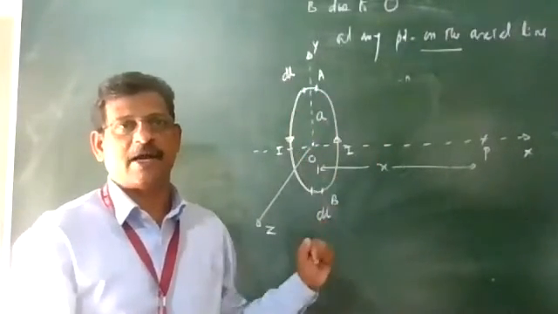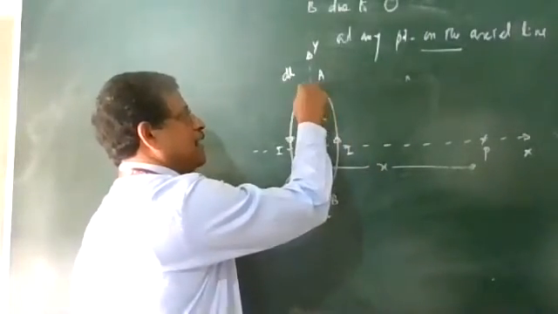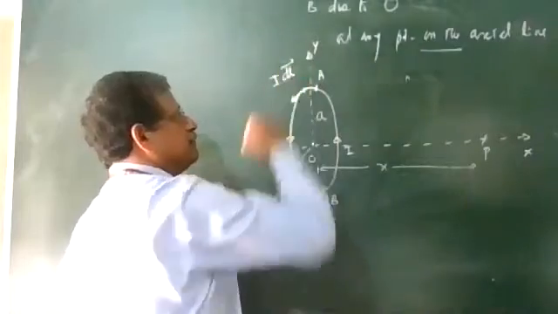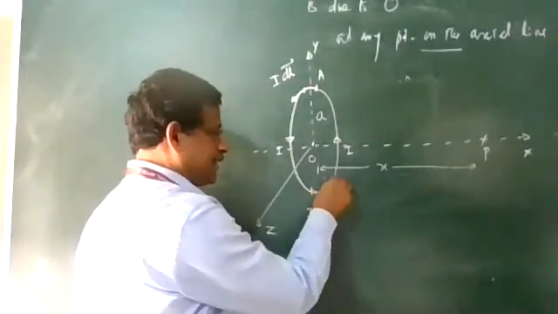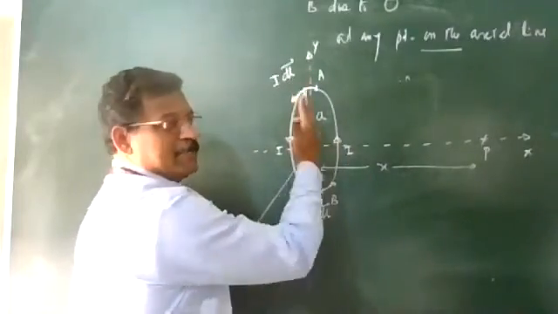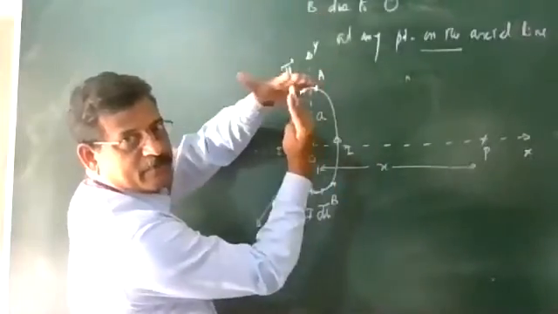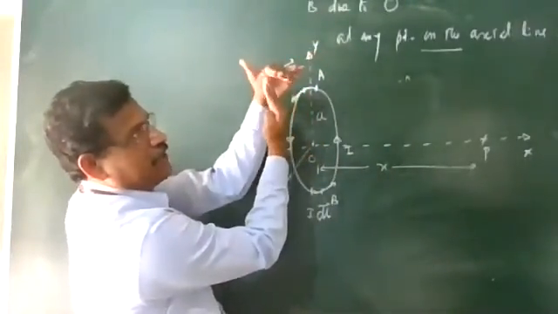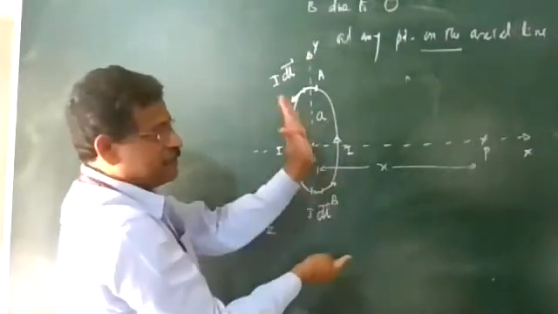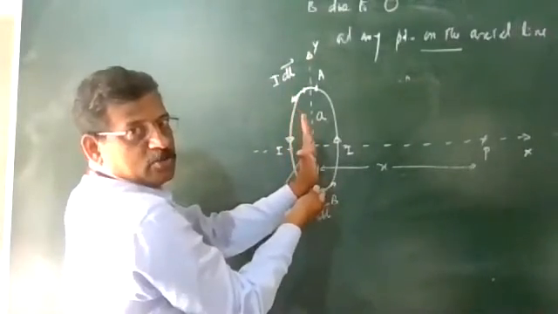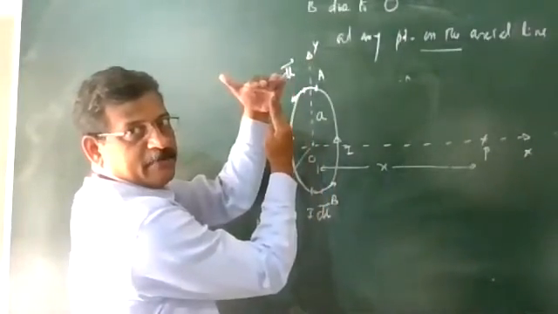At A and B you have to make the current element and mark its direction. So the current element will be marked like this, I dl vector. Remember that the plane is kept like this. The upper current element will come outward, and the lower current element will go inward. It goes inside from below and comes out from above.